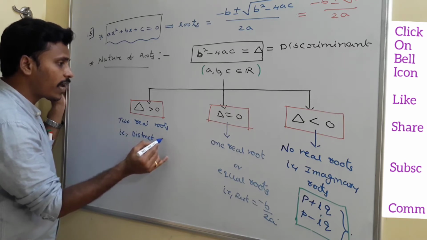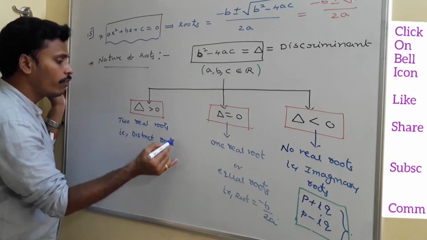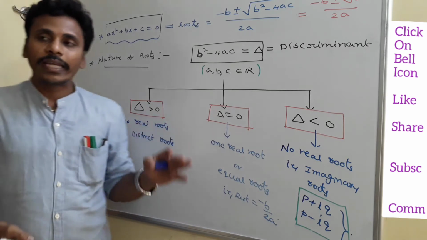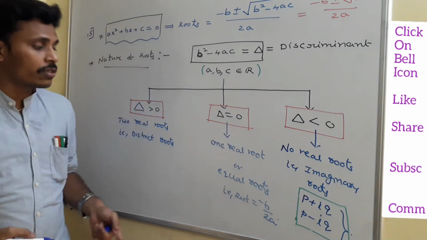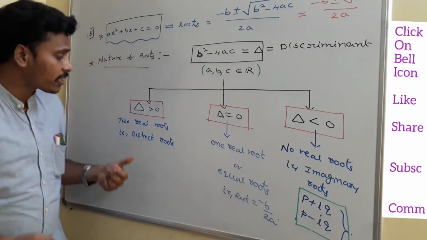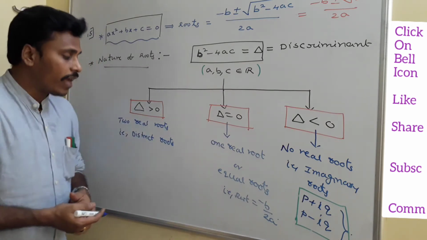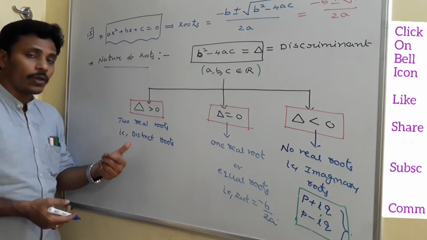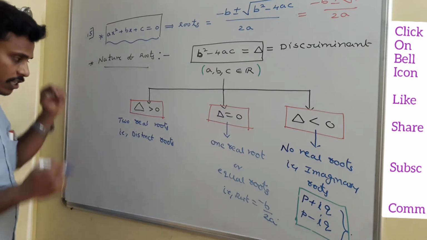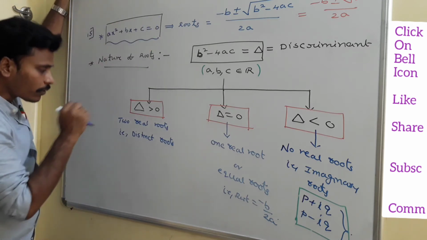See, if delta is equal to 0, we will announce it in two ways. In one case, we announce that the equation has one real root. In other words, we announce that the equation has equal roots. Whereas in the case of delta greater than 0, we confirm that the equation has two real roots, or the equation has distinct roots. That's it. Okay, and now look at this.